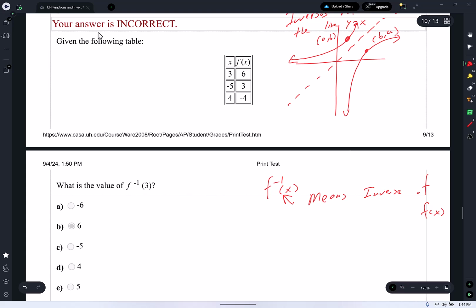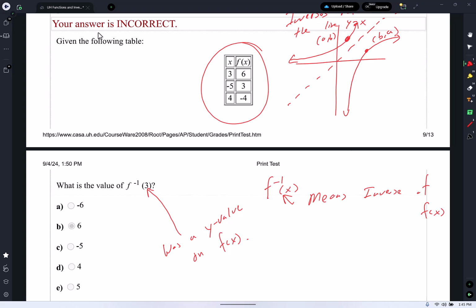So now that you know that, that 3 was a y value on f of x. I come over here and I look for the y value of 3 and I see it right there. So f inverse of 3 is going to give you, what is it going to give you? Negative 5. And that's it. How do we feel, guys? Okay.